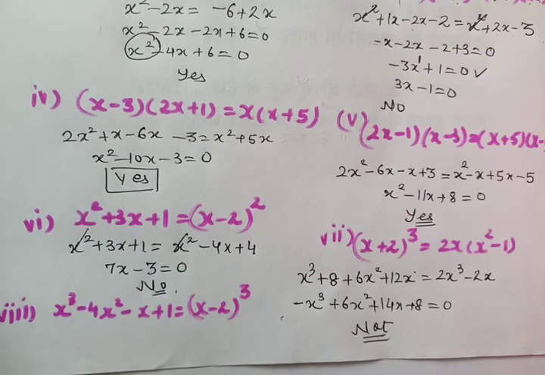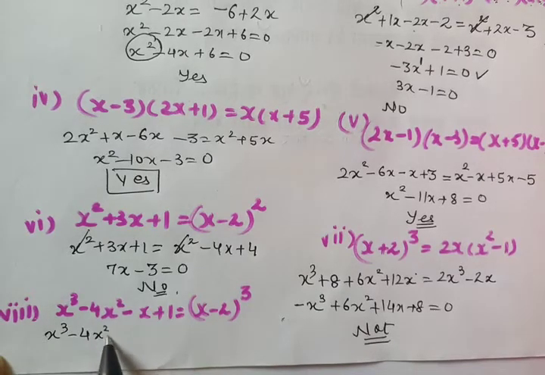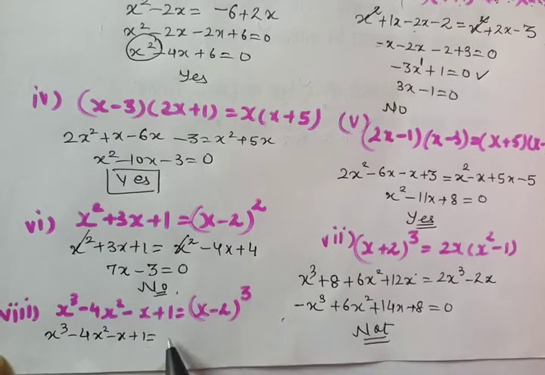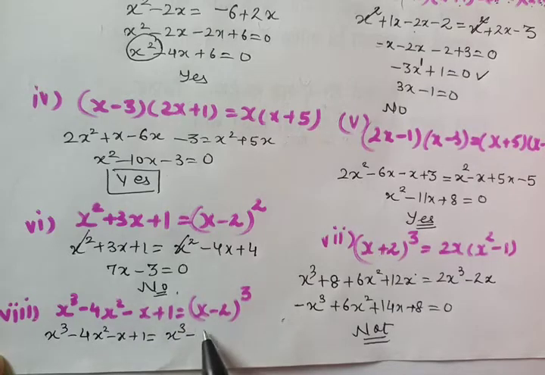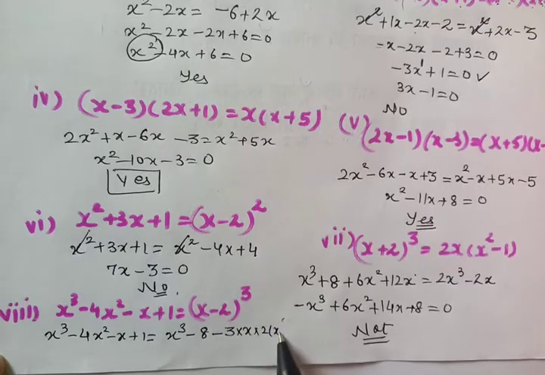I hope you will do all the parts yourself and reach the exact answer. Now in this, the left hand side is already solved. We have nothing to do with it. And apply the identity on the right hand side: a cube minus b cube minus 3 into a into b bracket a minus b.